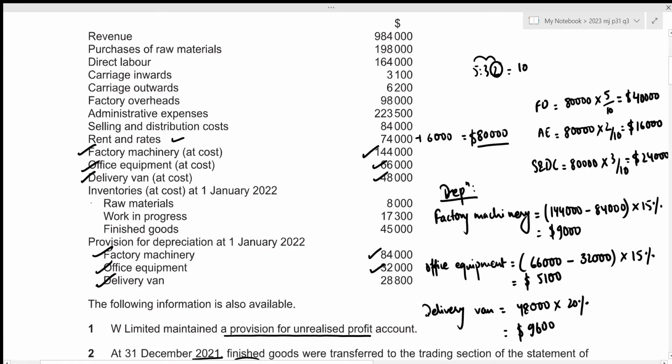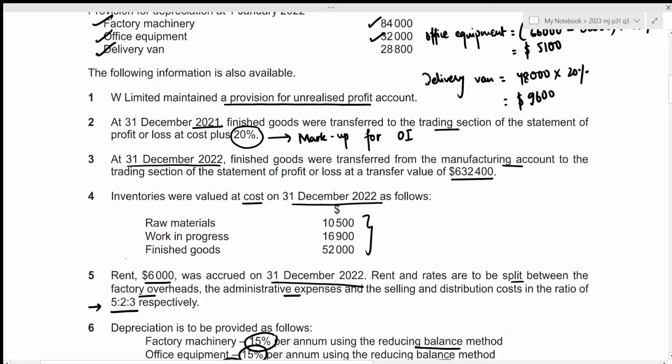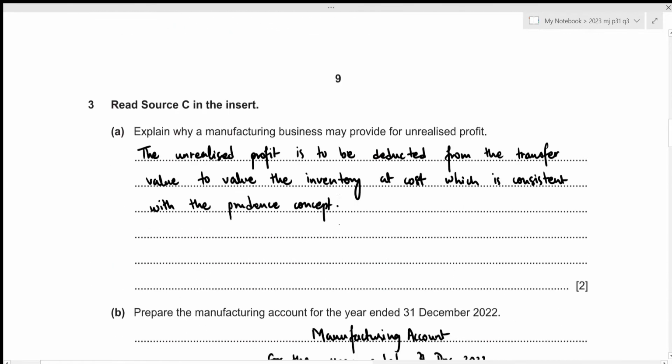Alright, so we are given the opening inventory right here, that's 8,000. We'll include this. Then we're also given purchases of raw materials to be 198,000. We need to add it. Then we also have carriage inwards. So this is basically the cost associated with bringing in those raw materials into our factory. We need to add this 3,100 as well. And we were given the information regarding closing inventory right here. So we have raw materials to be 10,500. This is the amount that we need to deduct in order to figure out our cost of raw materials consumed.